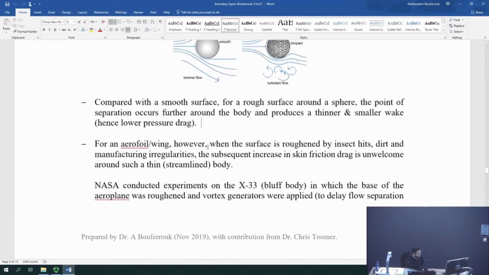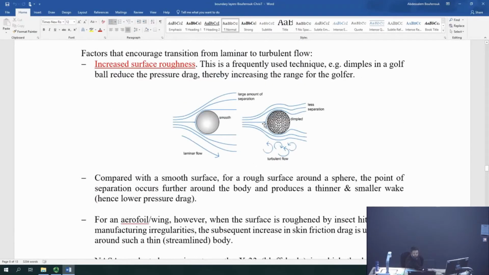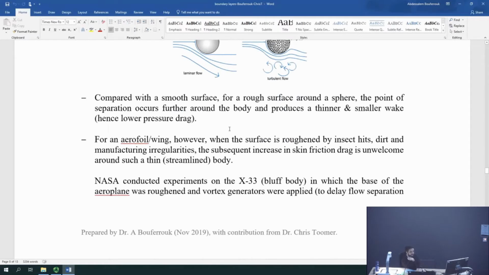Okay, so now this is for a golf ball. However, I've just told you that for a real aircraft wing, having a turbulent boundary layer is not necessarily good news, because you have high skin friction drag. One of the things that can cause the wing of the aircraft to suddenly become rough is things like dirt. This is why they clean aircraft all the time. Insect hits, believe it or not, could be a problem. Manufacturing irregularities, sorry, so this is basically not ensuring that the surface is well finished. So very little things on the surface can cause skin friction drag.